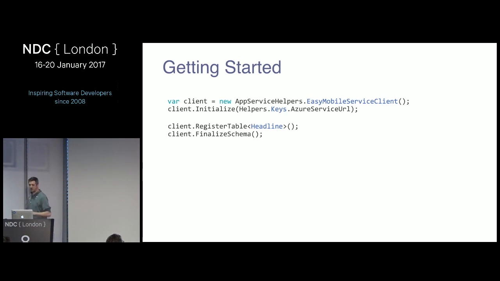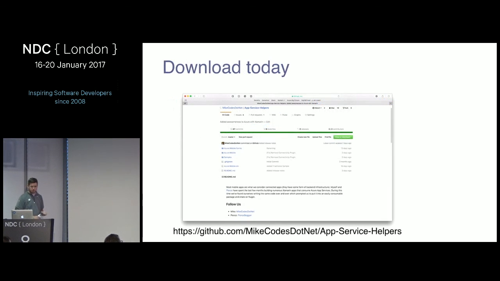So once we've registered all of our objects, and in the second version of Bait News, which we'll be showing, we have headlines, users, and answers, we then need to finalize the schema to say, we're done. That's all the objects that we're going to be using with the database. And then we're good to go to start actually consuming Azure from the SDK. You can download it today on GitHub, mycodes.net, App Service Helpers. You can grab the code. As I say, you can also grab this from NuGet. I'd suggest grabbing the 1.1 preview 13, I think it is.